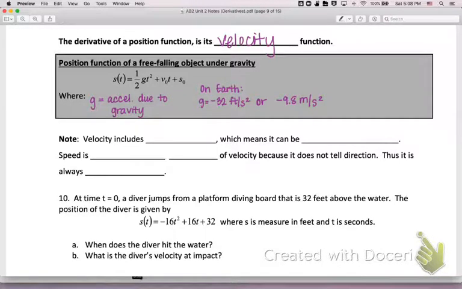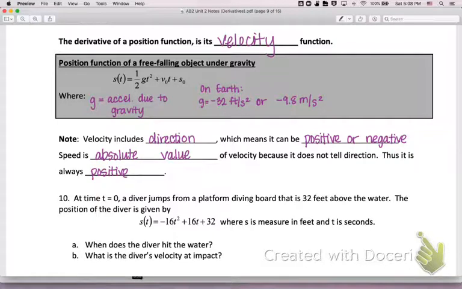Now, velocity includes direction, which means that it can be either positive or negative, okay? This is the idea of velocity being a vector. Speed is always going to be the absolute value of velocity because it doesn't tell you direction. So speed is always going to be positive. Velocity can be either positive or negative, okay?